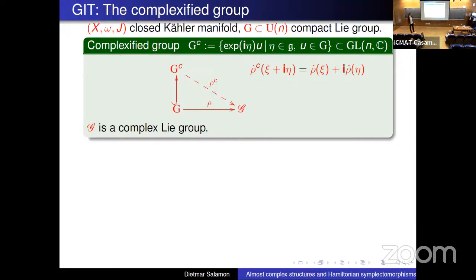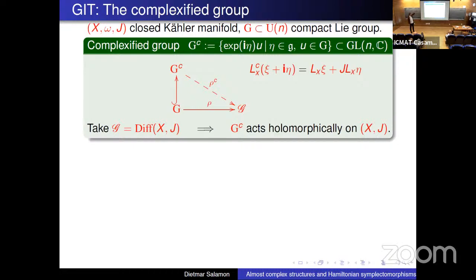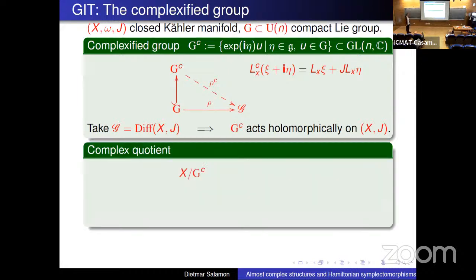And an interesting example that one can use here is that the group G is the automorphisms of our Kähler manifold X that preserve the complex structure J. That's a finite dimensional complex Lie group, and then it follows immediately that the complexified group acts holomorphically on our Kähler manifold. And in that case, one would like to look at the complex quotient, and that's the subject of geometric invariant theory, to study such complex quotients, and that in general is a kind of bad space. It's typically not even Hausdorff.